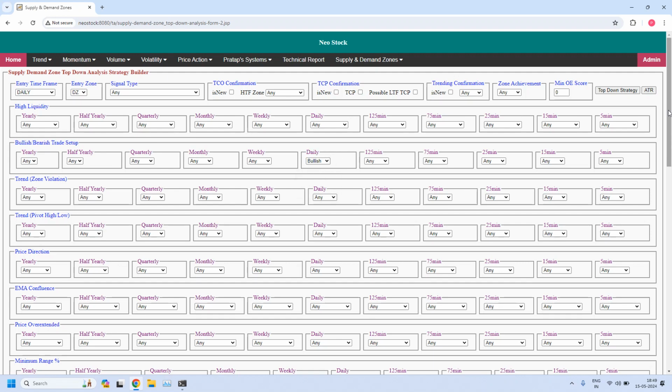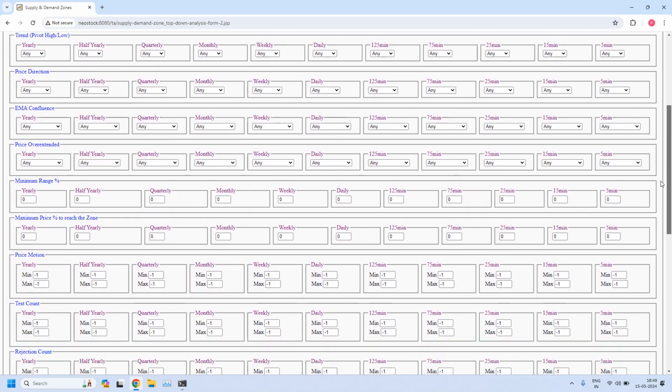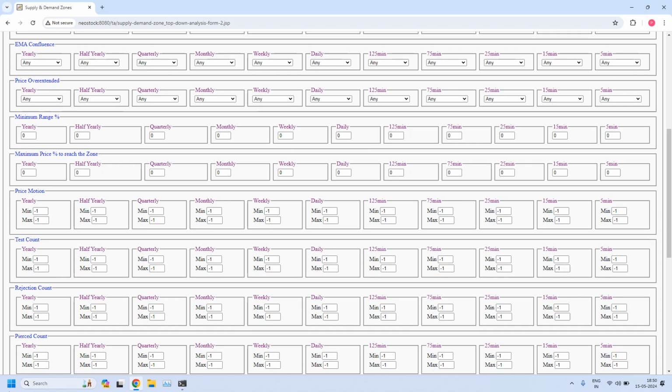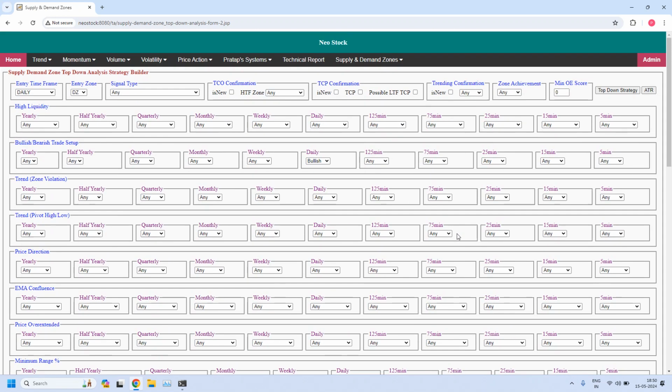Apart from that, 3 filters I am setting. The first filter is P-Ast count should be 0. The last parameter in this page, P-Ast count. So how to make P-Ast count 0? In your entry time frame, our entry time frame is daily. So in daily time frame, I am setting minimum value as 0 and maximum value as 0. That indicates P-Ast count should be 0. That means zone is not pierced. We have to trade only on those zones, not pierced.